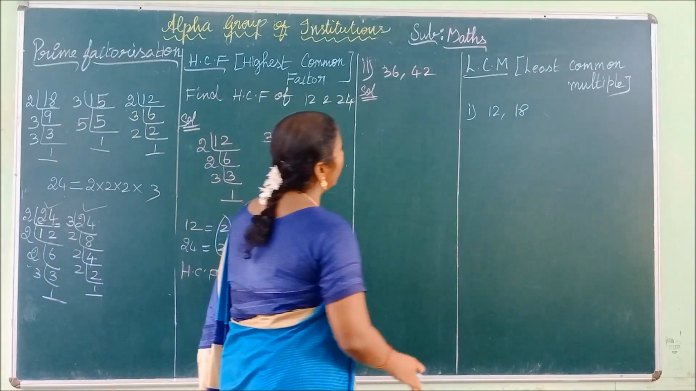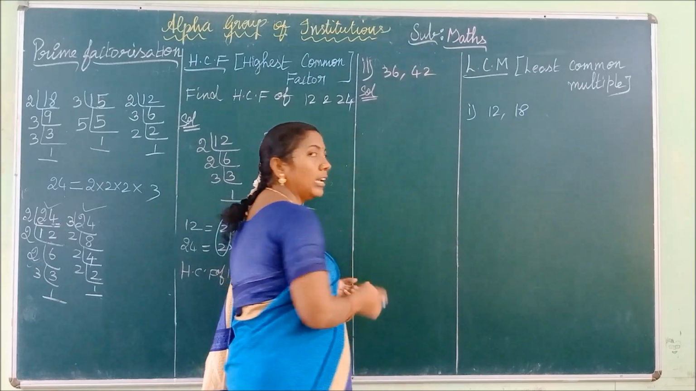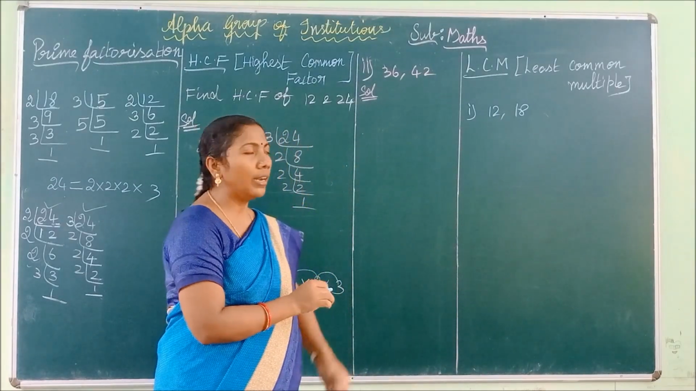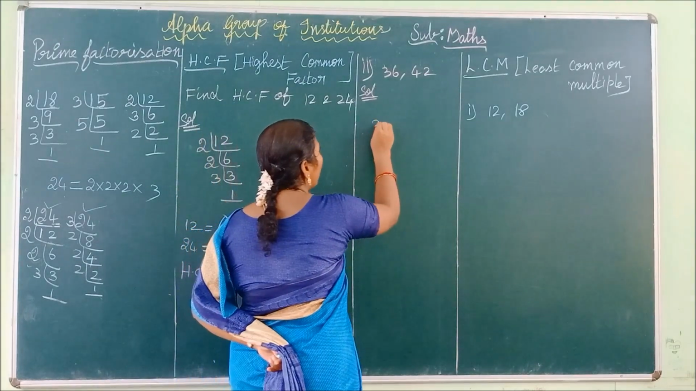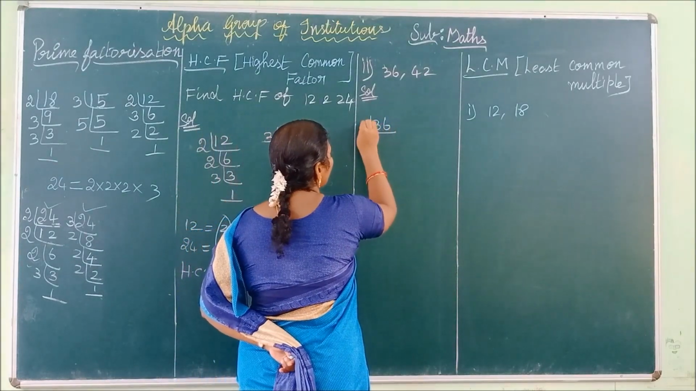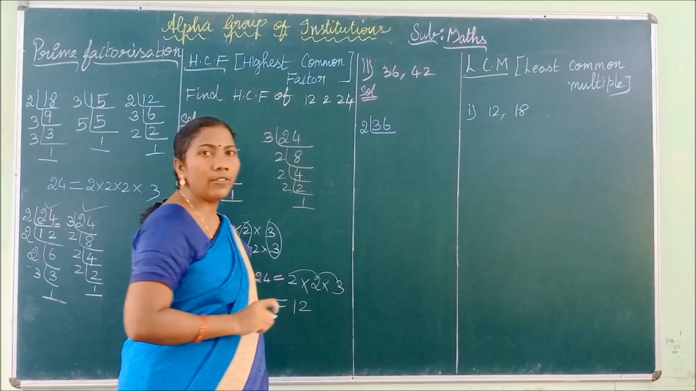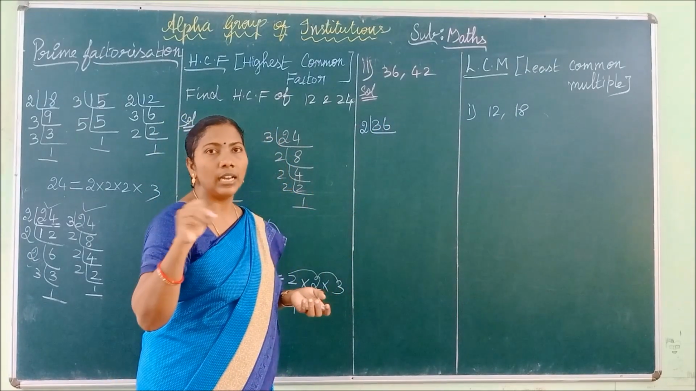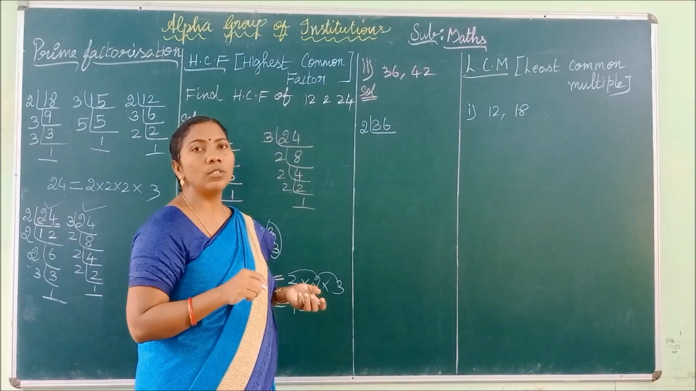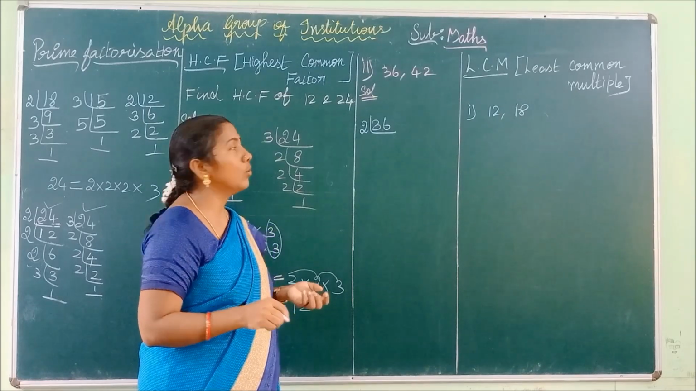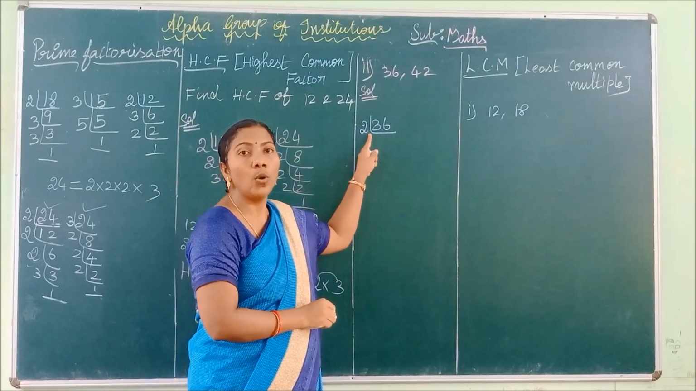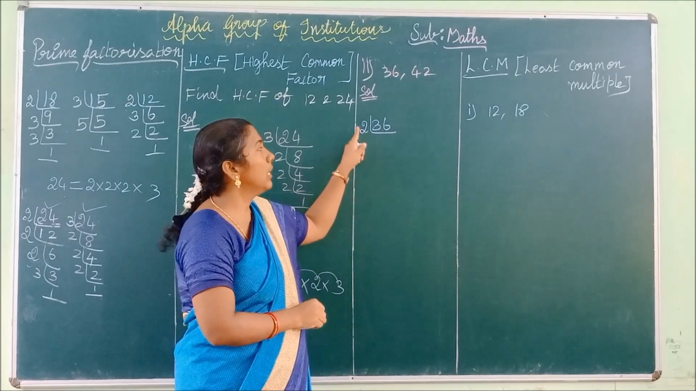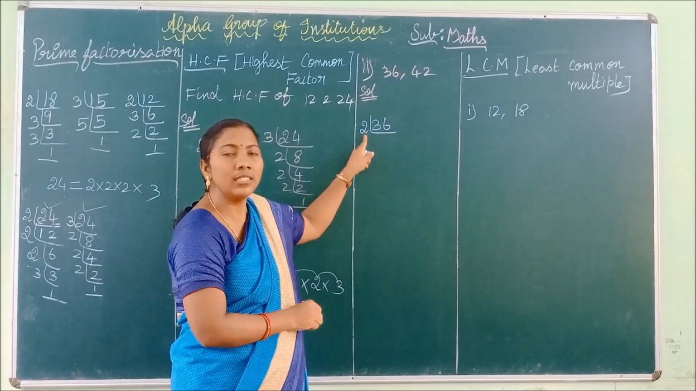Next we are going to find the HCF of 36 and 42. Listen carefully. Both the numbers are even numbers. So we can divide the numbers by 2 first. First I am choosing the divisor 2. See here, children. Sum the digits: 3 plus 6, 9. So it is also divisible by 3. So we can choose the divisor 2 or 3. Here I am choosing my divisor as 2. Here you can also choose the divisor as 3.